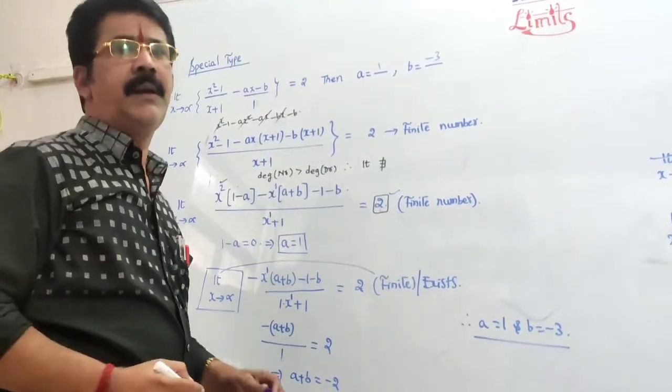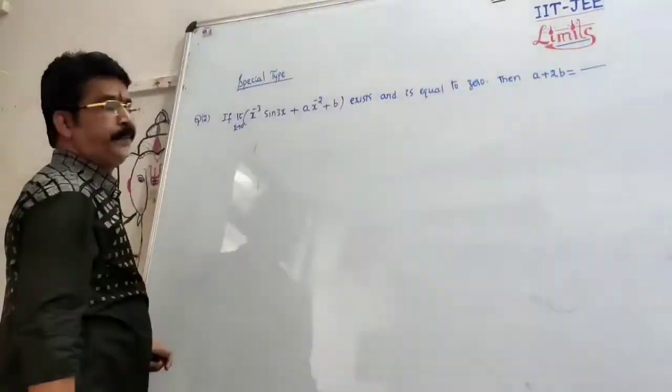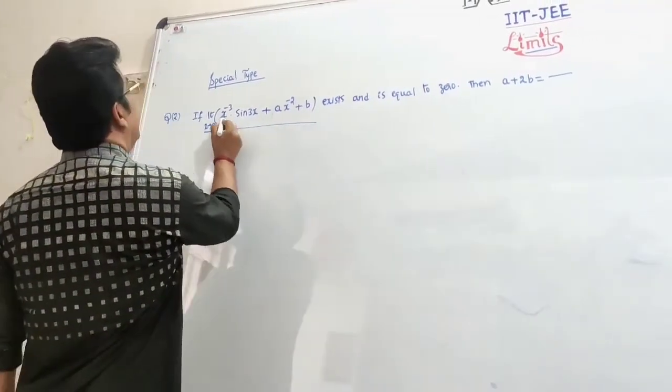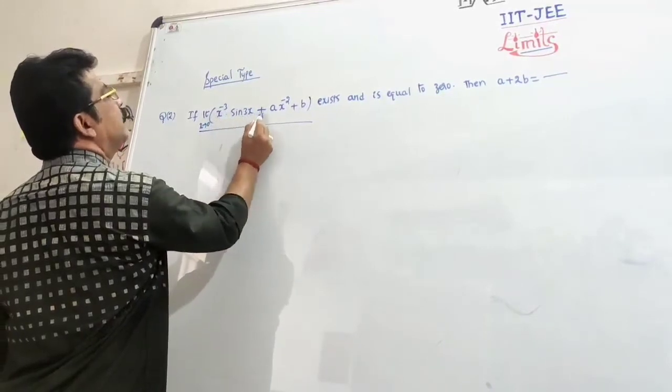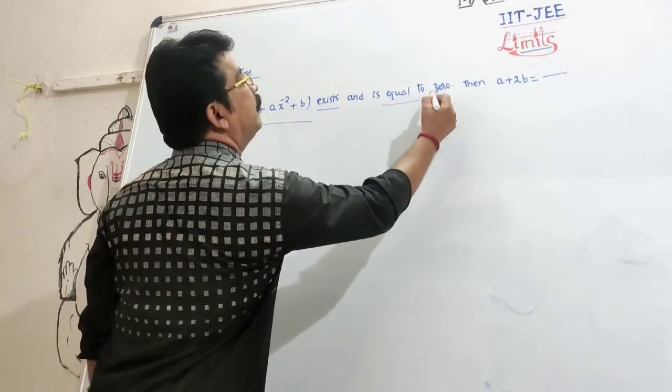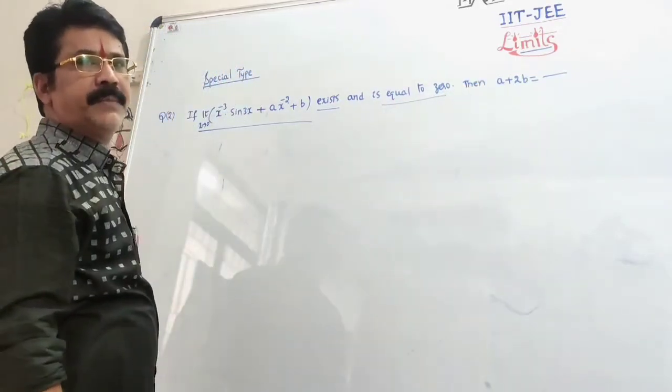This type of questions are important. Second question: if limit x tends to 0, x power minus 3 into sine 3x plus a into x power minus 2 plus b exists and is equal to 0, then find the value of a plus 2b.